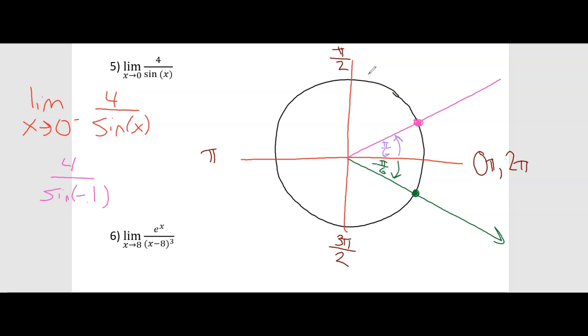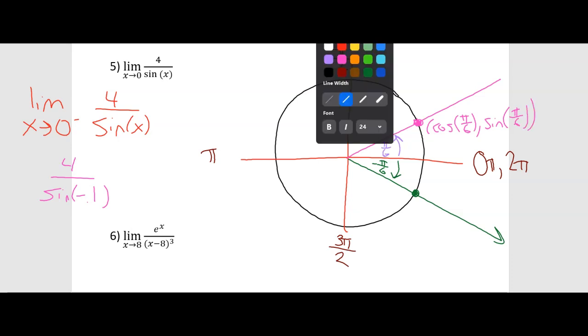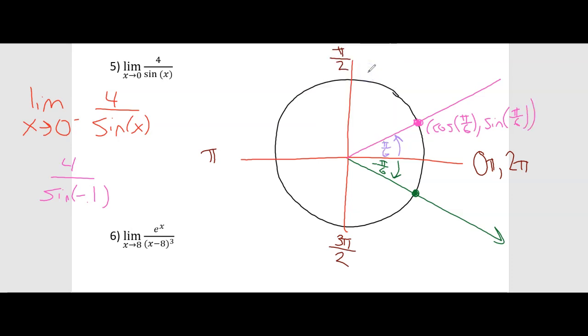But now we need to figure out where our sine and cosine comes in. So if I think about the ordered pair for this point, my x value is going to be the cosine of our angle, so the cosine of pi over 6, my y value is going to be the sine of that angle, so sine of pi over 6, and same thing down below. So my x value is cosine of negative pi over 6, my y value is sine of negative pi over 6.